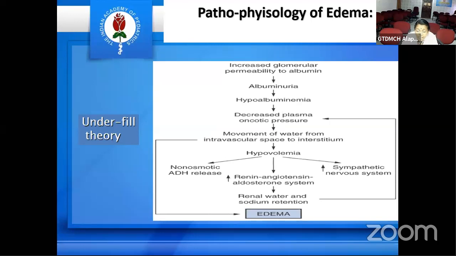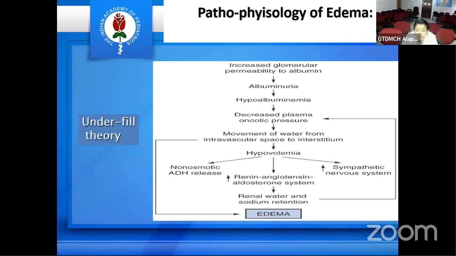This causes increased fluid load in the intravascular space, which can also increase the pressure and movement of water from the intravascular space to the interstitium. Also, hypovolemia can lead to non-osmotic ADH release, which in turn results in salt and water retention. These are the main mechanisms for edema in nephrotic syndrome.